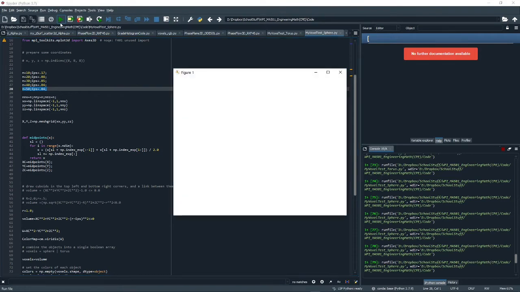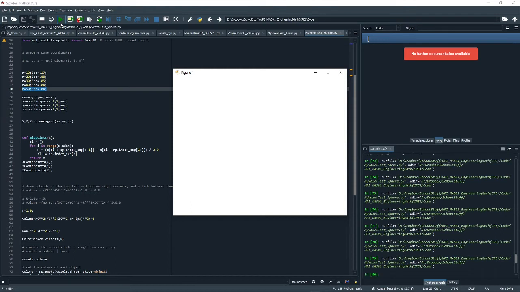And this will be my last plot of the sphere here with 50 cubes. And as you might expect, it takes a little bit longer to run.